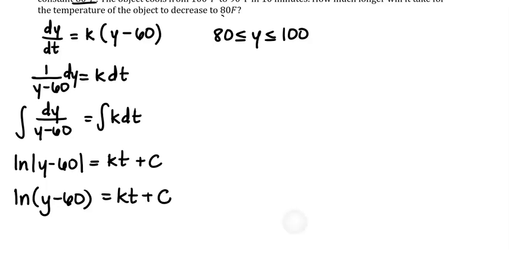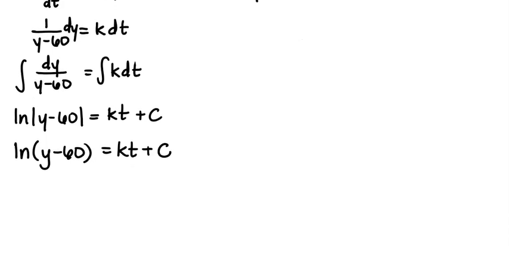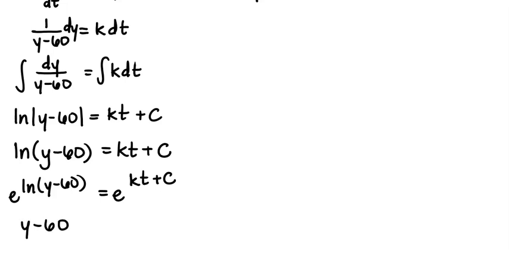So I'm going to go ahead and redo this equation. I'm going to rewrite it by solving for y. So I'm going to use e on both sides of this equation to cancel out the natural log. So I'm left with just y minus 60 on the left side of the equation.